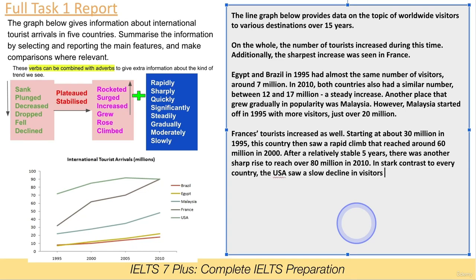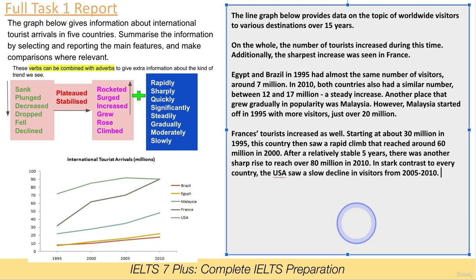Visitors. Again. From 2005 to 2010. Okay, so this is the time where we would read it back. So the line graph below provides data on the topic of worldwide visitors to various destinations over 15 years. Paraphrasing, tick. On the whole, the number of tourists increased during this time. Additionally, the sharpest increase was seen in France. Yeah, great. Overview, tick, check.